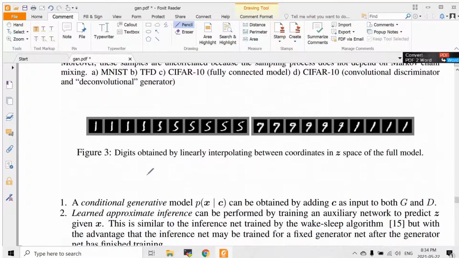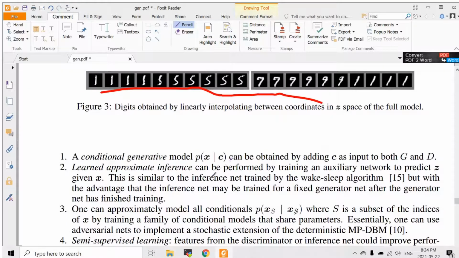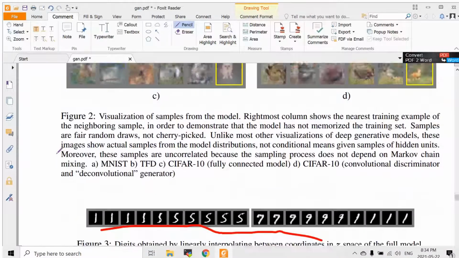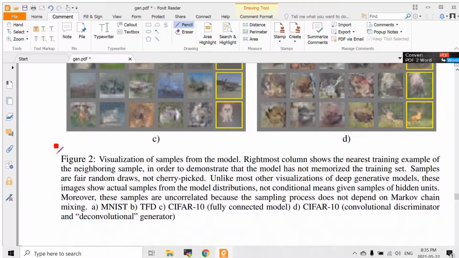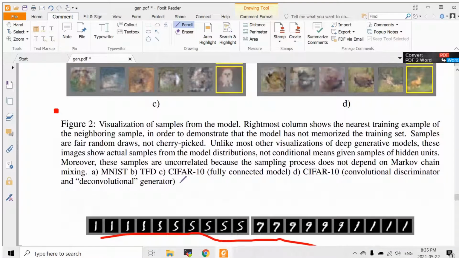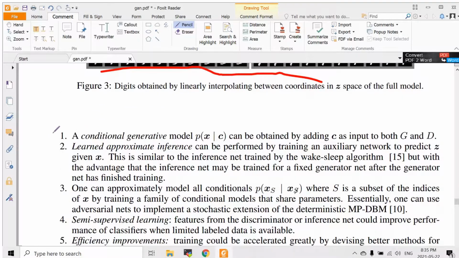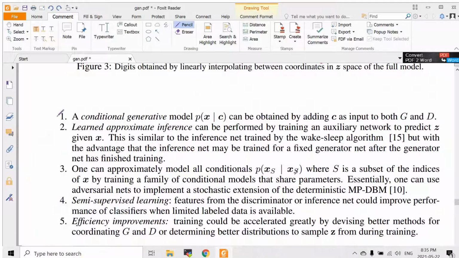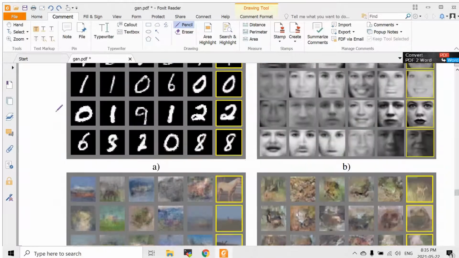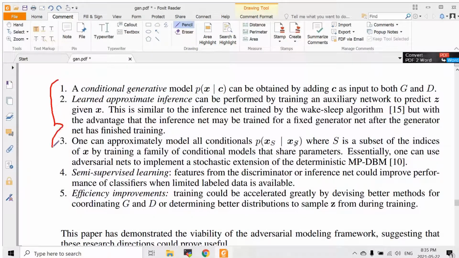So basically, they're trying to show digits obtained by linearly interpolating between coordinates in z space of the model. Apparently, they were doing interpolation at that time as well. They were basically trying to show that they're performing better than others on these datasets, MNIST and TFD. And these are some other potential future works that they mentioned, and most of this future work has actually happened.